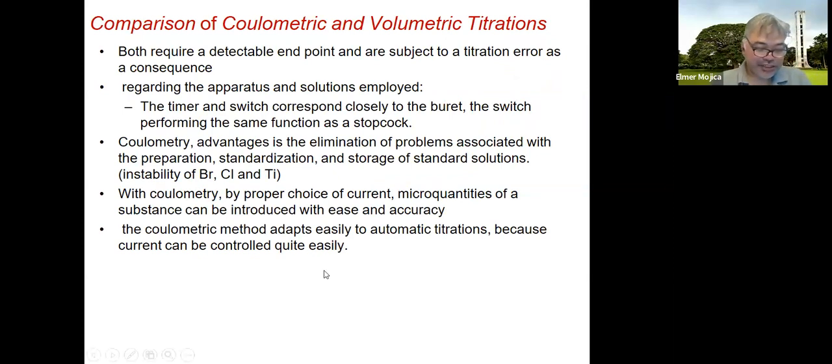If we're going to compare coulometric titration and volumetric titration, we could say they're really similar. Both of them have a detectable endpoint, and they are subject to a titration error. Now, I would say in terms of the difference here, we could say the apparatus and the solution that is employed. So in a coulometric titration, there's a timer and switch that corresponds closely to the burette, and the switch performs the same function as your stopcock.